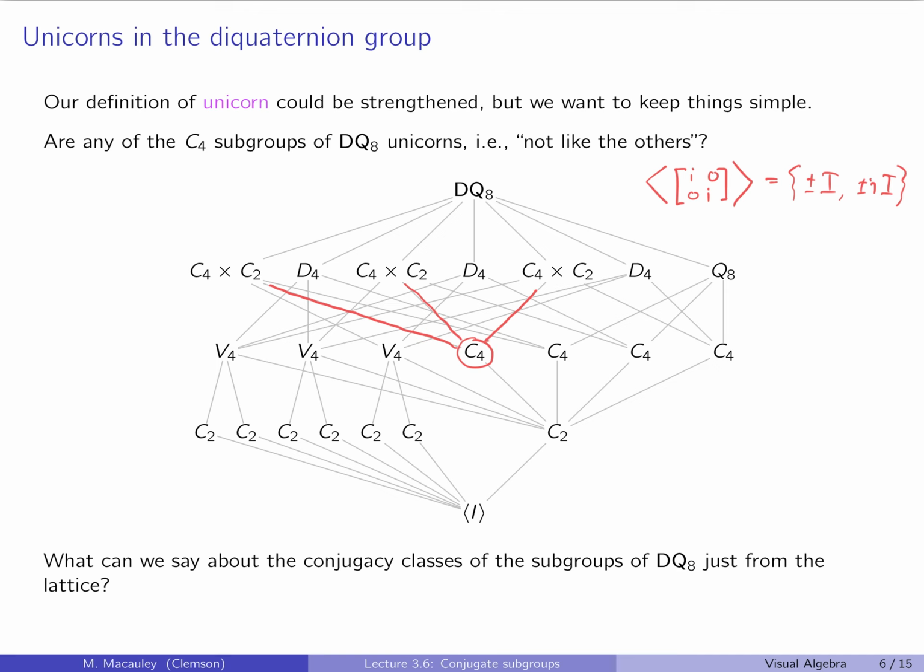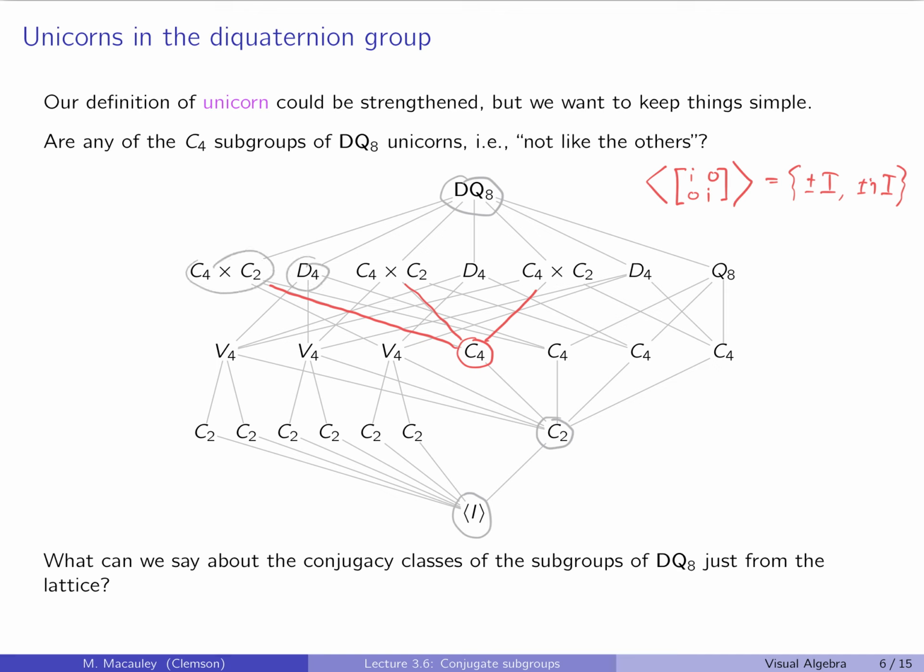Let me finish by asking you, what can we say about the conjugacy classes of all the subgroups in here just from the lattice? Well, this is something that we will be able to answer in the next chapter. At this point, we don't have the isomorphism theorems to help us, but we can say something. We, of course, know that these 2 subgroups are normal. They always are. This is a unicorn. It's the only C2 subgroup that has 7 parents. That has to be normal.